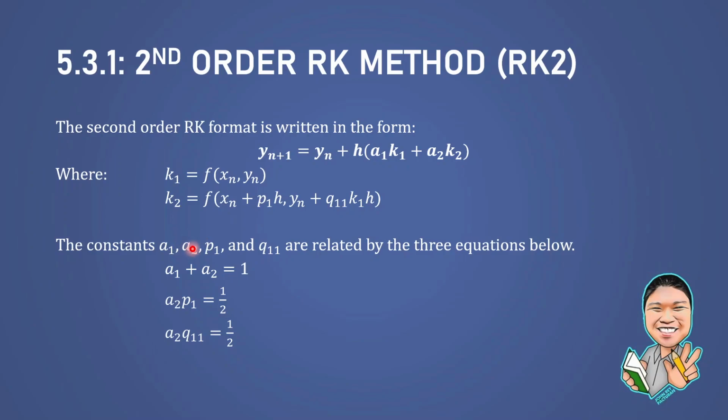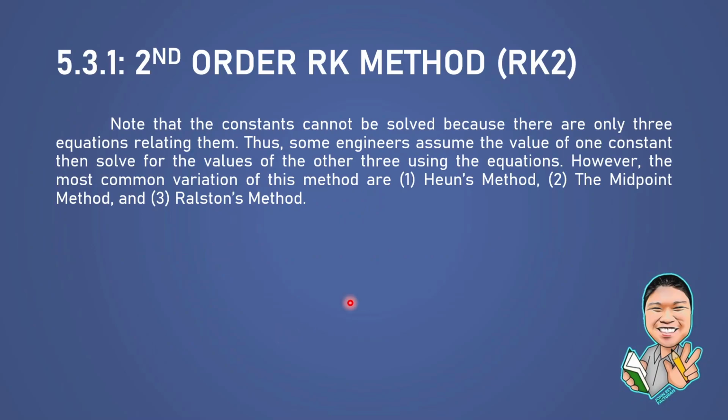Ang pinaka-common na ina-assume is a sub 2. Kasi once na alam mo na yung value ng a sub 2 class, malalaman mo na yung value ng a sub 1, malalaman mo na yung value ng p sub 1 and ng q sub 1,1. So, yun nga. That is very random. Okay? Pero ulitin ko, tatlo yung common na ginagamit na second order RK method. And doon sa tatlo na common na yon, yung dalawa ay familiar na sa inyo. So, i-discuss ko siya. Yun na nga, as I said, note that the constants can be solved because there are only three equations relating them.